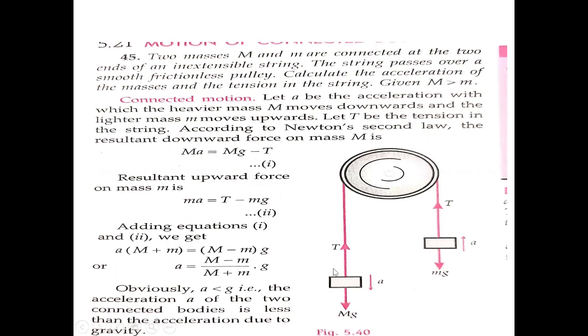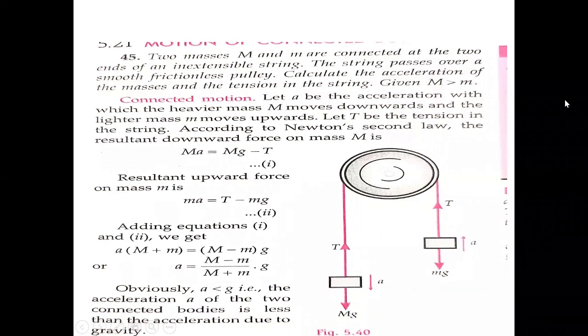So what is the characteristic of connected motion? They will move with a common acceleration. When two bodies are connected, they are going to move with a common acceleration. And tension here also, it's a single rope connecting the two bodies. So even the tension will be the same.